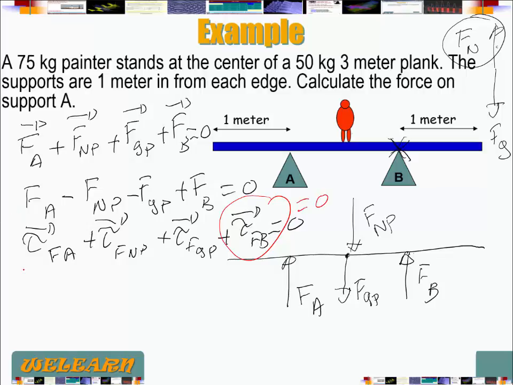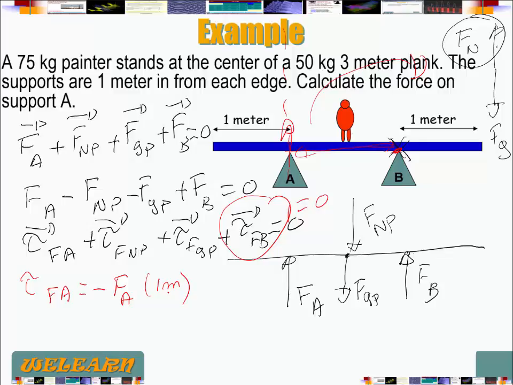Now, what's the torque due to FA? Notice FA is pushing this way. This is my pivot. So FA is going to rotate my plank in the clockwise direction. This is the line of action of FA. So this is my lever arm. So torque due to FA is going to be minus, because it's clockwise, FA times the lever arm, which is 1 meter.